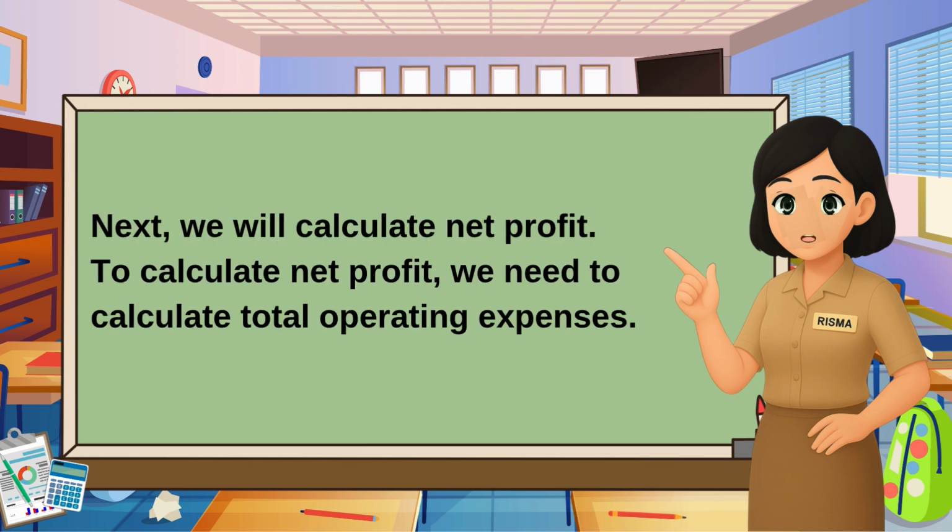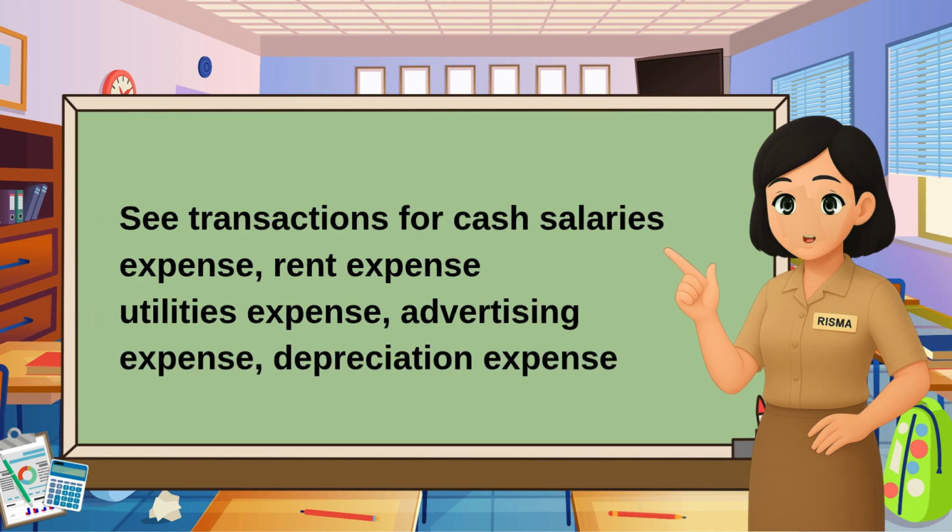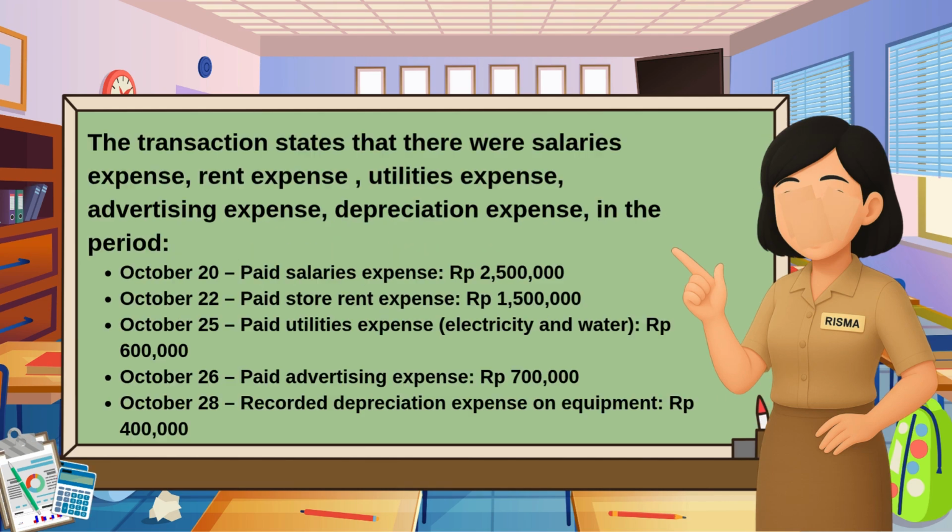Next, we will calculate net profit. To calculate net profit, we need to calculate total operating expense. See the transactions for salaries expense, rent expense, utility expense, advertising expense, and depreciation expense. The transactions say that there were salaries expense, rent expense, utility expense, advertising expense, and depreciation expense in the period.